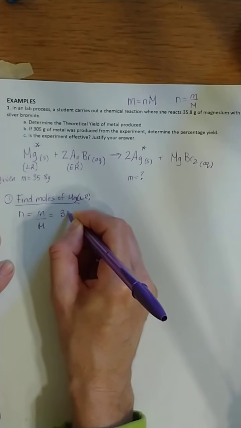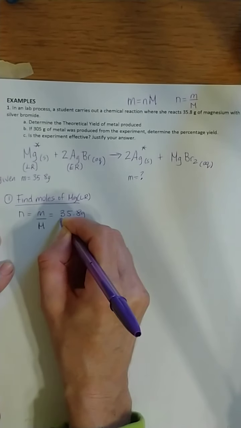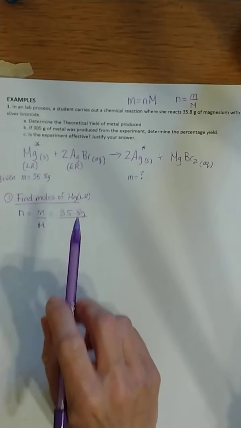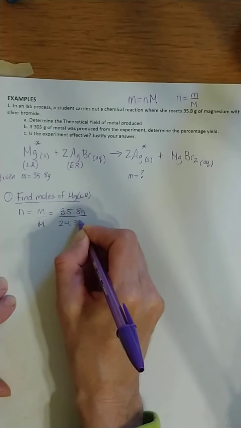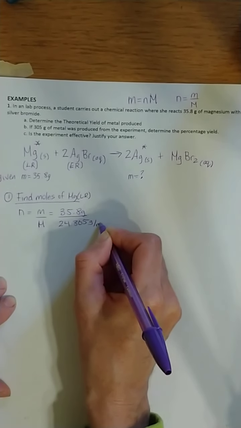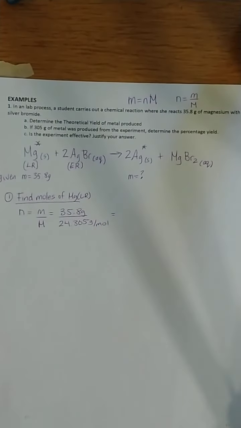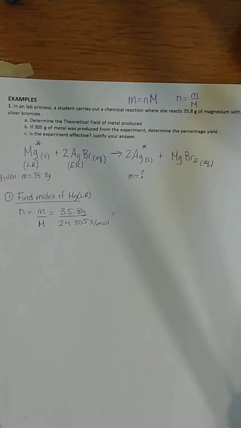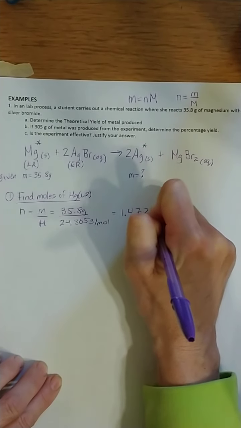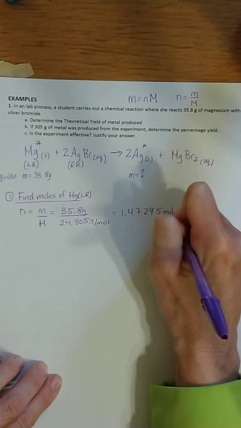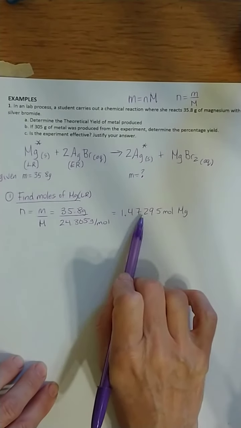Little m is 35.8 grams. And we're going to divide that by the molar mass of magnesium. When you go to your periodic table, it's 24.305 grams per mole. And you're going to plug that in your calculator, 35.8 divided by 24.305, and you'll get 1.47295 moles of Mg. Now this is not a final answer.